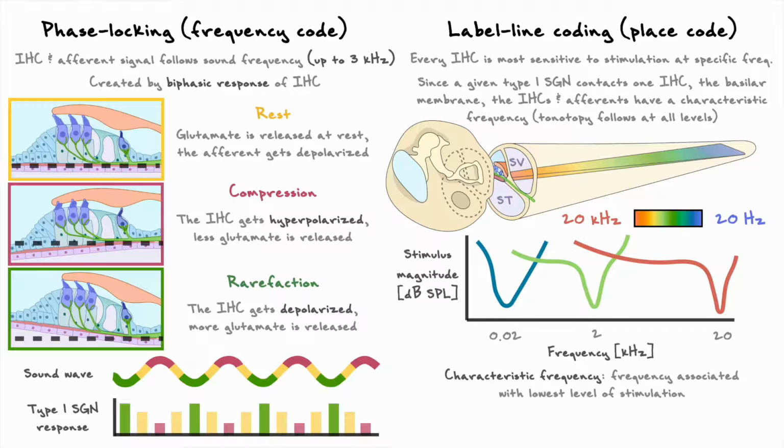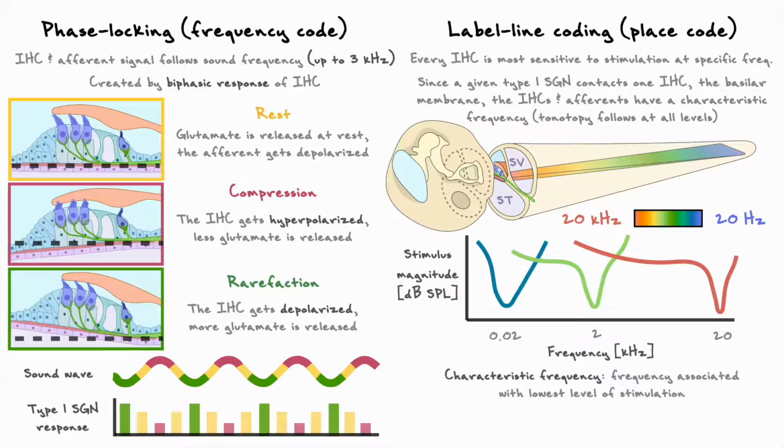So, to quickly resume, we have two ways of encoding sound frequency. We have the phase locking system that only works for up to 3 kHz and can accurately code the frequency of the sound throughout the activity patterns of the afferent fiber. In complement to this system, we also have label line coding, which works for sounds up to 20 kHz and basically encodes the frequency of sound via the location of the afferent.